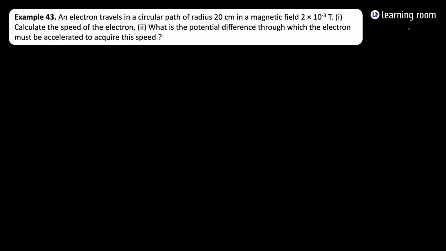An electron travels in a circular path of radius 20 centimeter in a magnetic field of 2 into 10 power minus 3 Tesla. Calculate the speed of the electron. What is the potential difference through which the electron must be accelerated to acquire the speed?